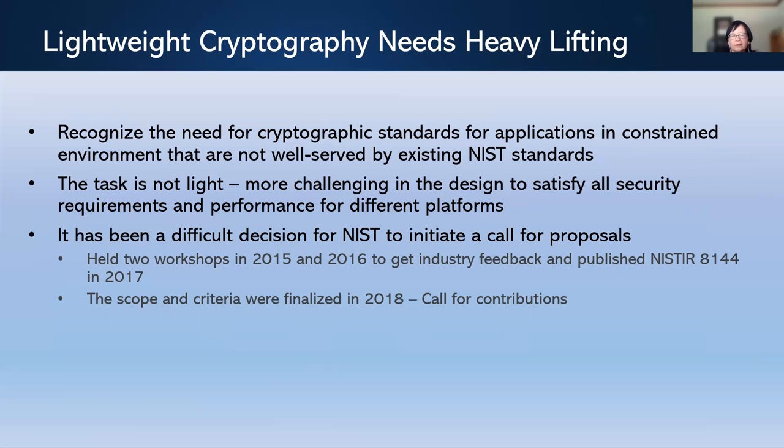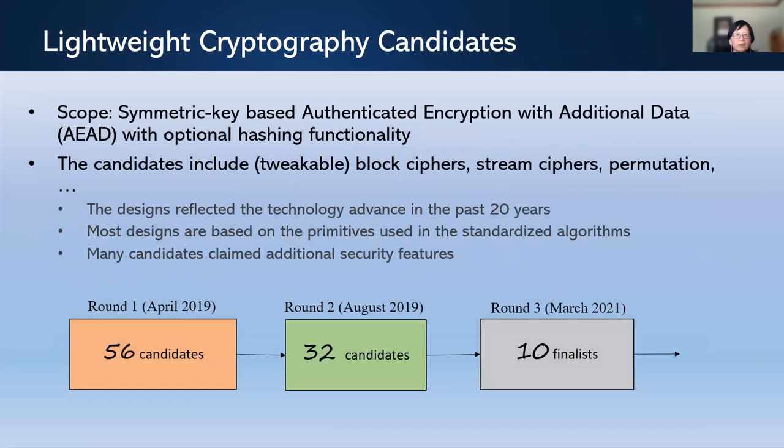However, NIST has determined to work on this area to satisfy the protection need in today's Internet of Things and pervasive encryption and protection. So the scope is symmetric key-based authenticated encryption with optional hash function. The hash function must use the same primitive as the authenticated encryption to make sure it will save the resources. And the candidates include block ciphers, tweakable block ciphers, stream ciphers, and permutations.